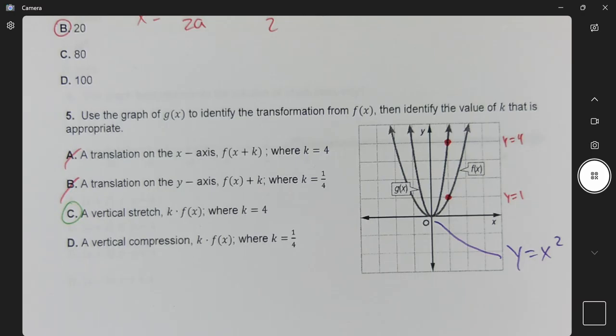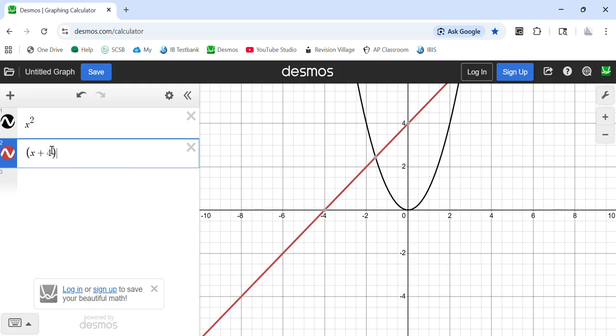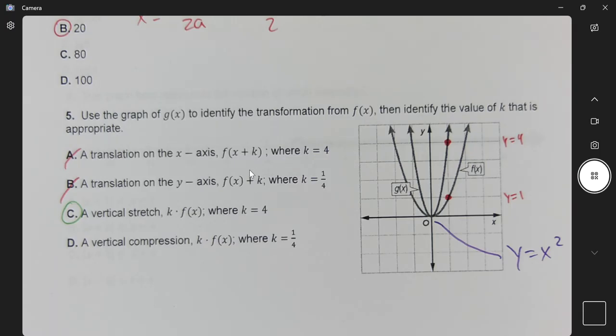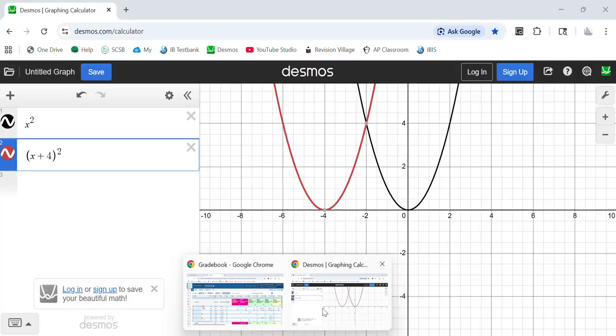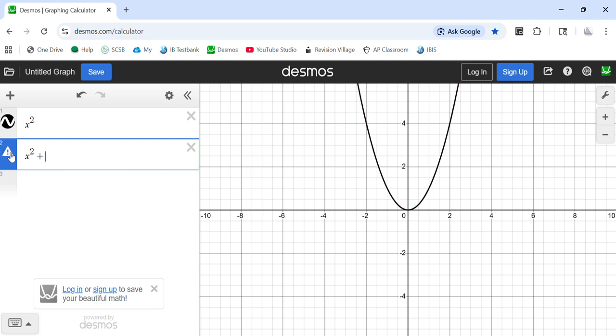Let's see, where is the Desmos? Parentheses x plus 4. Okay, that's wildly wrong. That didn't do it. What if the plus 4 was on the outside? Okay, back to Desmos. So that means you just have x squared and then plus 4. That didn't get us the image that we saw.